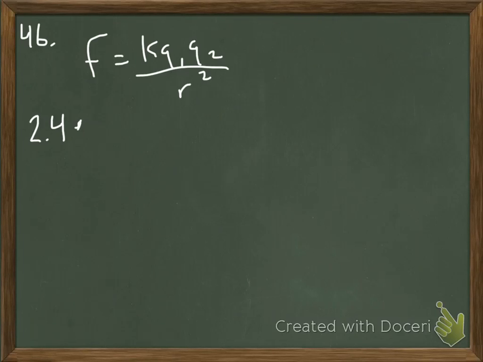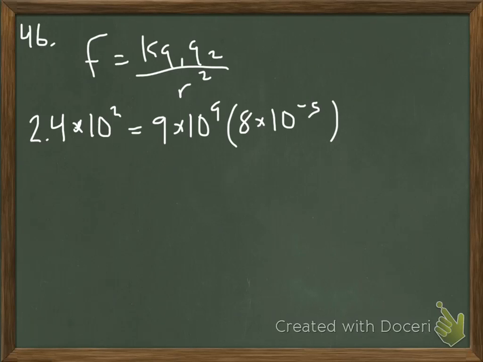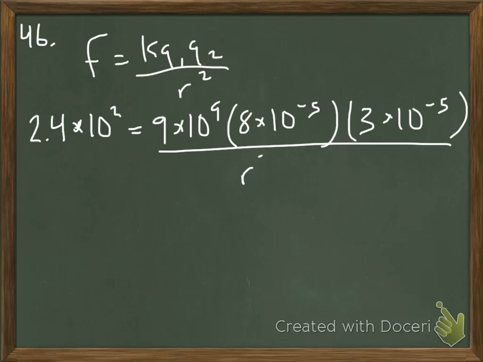Number 46 is the first time that we see 2 different charges. So don't get scared. Just for your 2 Q's, you put in 2 different numbers instead of the same number. And then this time we don't know the radius, so just leave it as r squared. I'm going to show you how I solve it here.